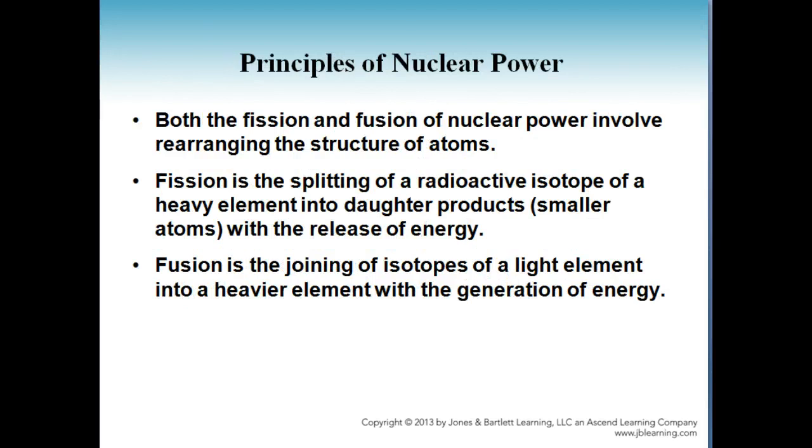Both fission and fusion of nuclear power involve rearranging the structure of atoms. Fission is the splitting of a radioactive isotope of a heavy element, usually uranium-235, into smaller daughter products with the release of energy. Fusion is the joining of isotopes of a light element into a heavier element with the generation of energy. So both reactions are what we say exergonic, energy releasing.